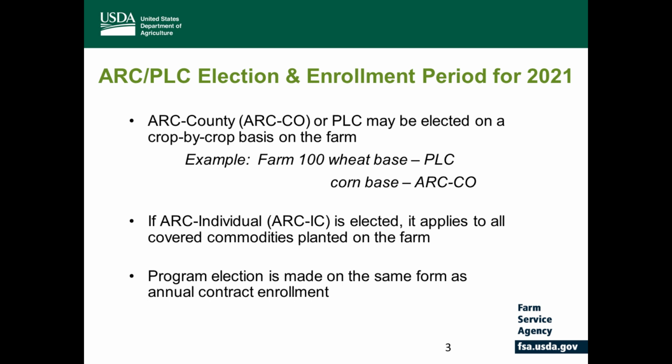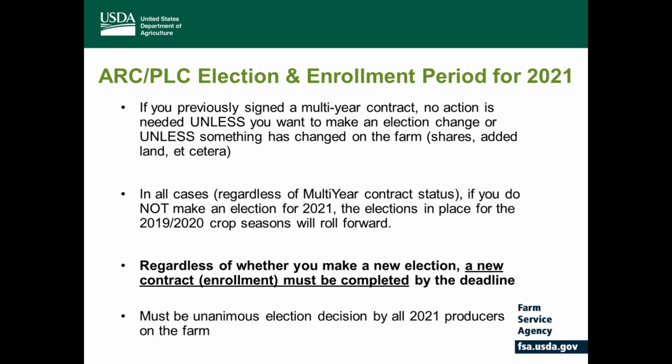If you elect ARC IC, it applies to all covered commodities planted on the farm and all base acres on the farm. ARC IC cannot be interchanged with ARC County and PLC on the farm base acres. And one thing that's really important for producers to note is that you are making your program election and your contract enrollment all on the same form.